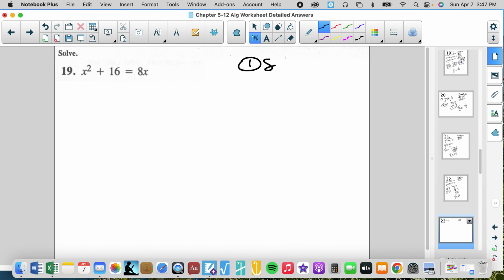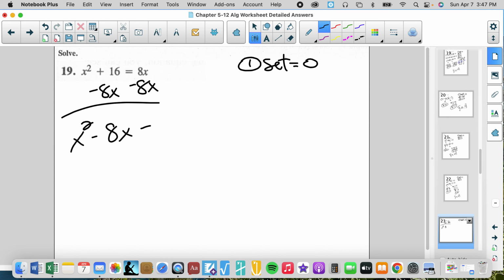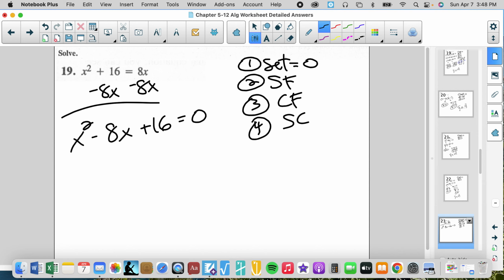So set equal to 0, it's not equal to 0, so let's minus the 8x from both sides. You get x squared minus 8x plus 16. We're going to put it in standard form, make sure when we move it, our terms are in standard form. Is there a common factor? No. Is it a special case? Maybe. Is it a binomial square? I see three terms.